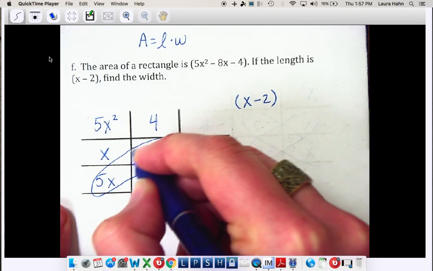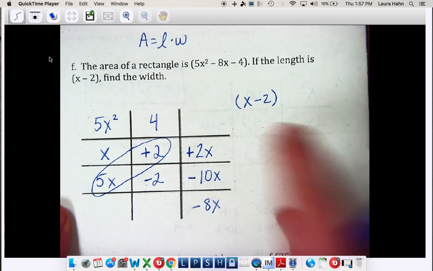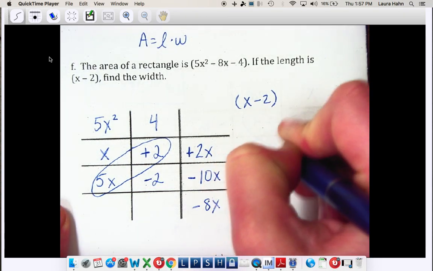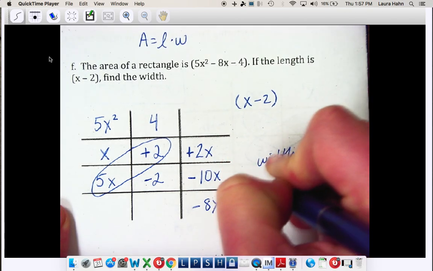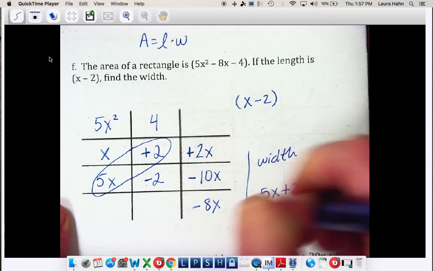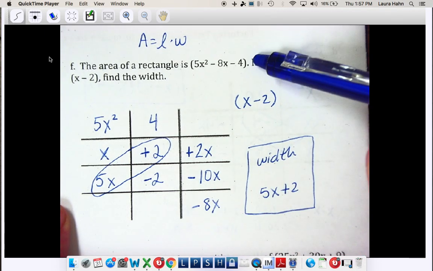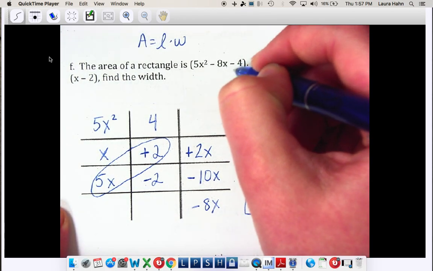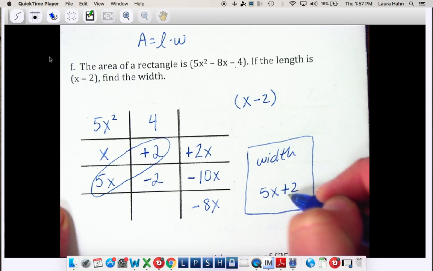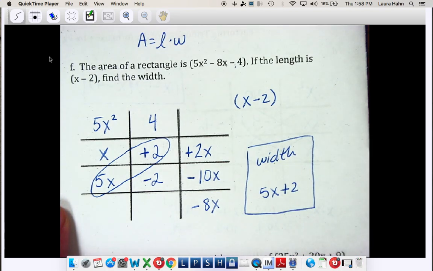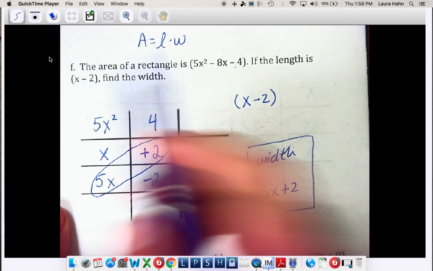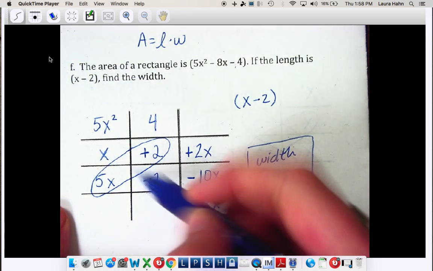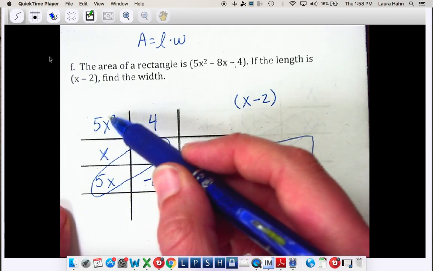So this is that width that I was looking for. I know I have to multiply this by 5x plus 2 in order to get this as my area. And notice my last sign was a minus, which told me my signs would be different. Notice this one is a minus sign, this one is a plus sign. So it's kind of nice when it already gives you one of your factors, because you can plug it in diagonally and just figure out what do you multiply it by to get here.